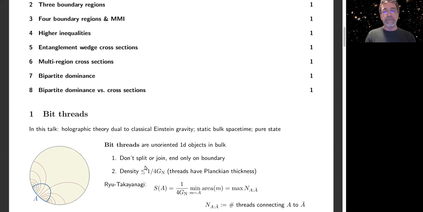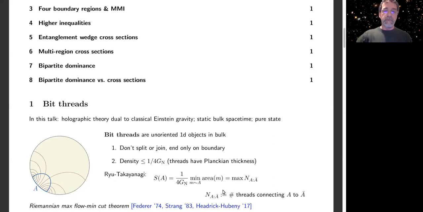So these two rules, of course, allow many possible configurations, including, for example, a configuration with no bit threads at all. That would be perfectly allowed. But the statement is that the maximum number you can have connecting A to its complement, which I denote by this n sub A bar, is equal to the minimal surface area. So this equality here is by virtue of a theorem in Riemannian geometry called the Max-Flow Min-Cut theorem.